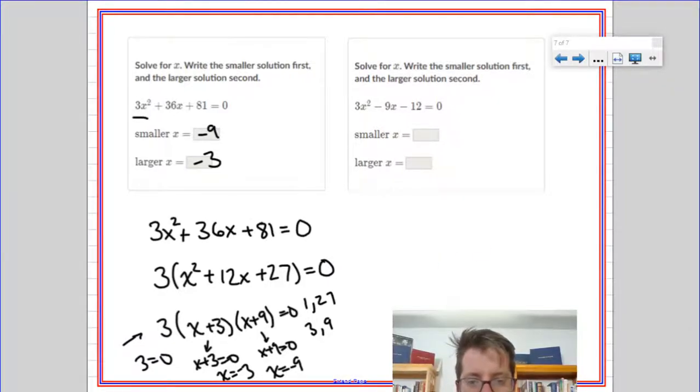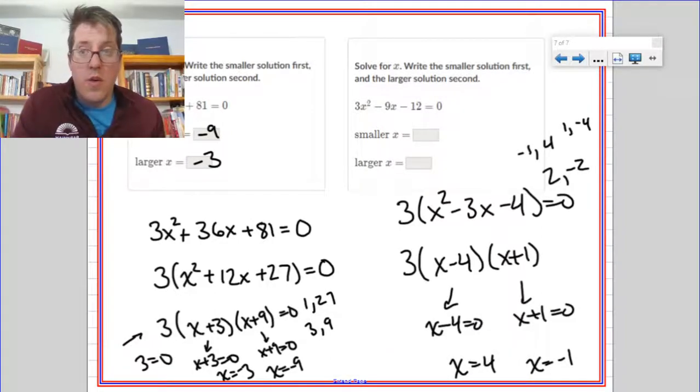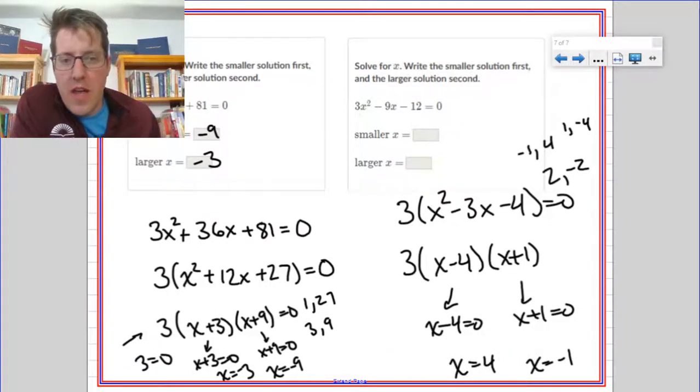Okay, so what I want you to do is pause the video, and see if you can figure out how to do this problem here on the right. I'll have the answers in just a second. Okay, so I factored, and I got factors of x minus 4 and x plus 1. So my solutions, 4 is the larger one, and negative 1 is the smaller one.